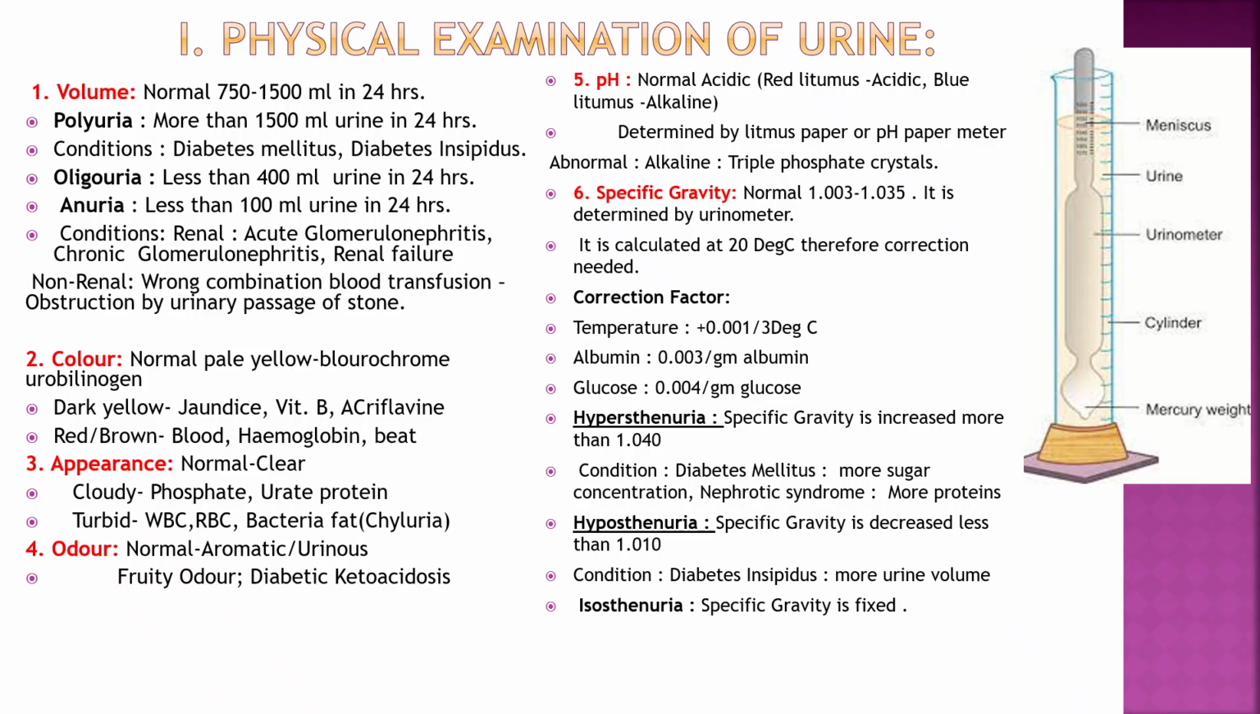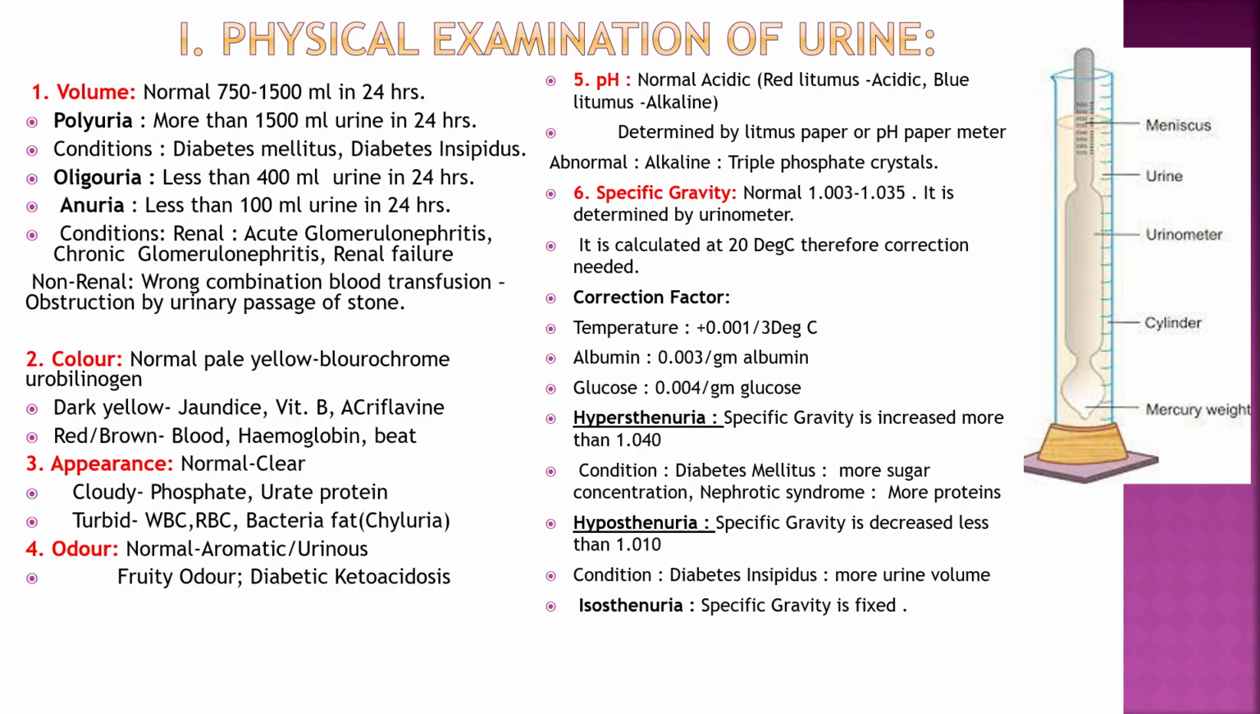changes. Appearance, it is normally clear, but if it is cloudy, it may be because of the proteins, and turbid may be because of the RBC, WBCs or bacteria increase in the urine. Then odor, it is normally aromatic, and fruity odor can be seen in diabetic ketoacidosis. So this diabetic ketoacidosis is a complication of the diabetes. In that, ketones present and odor is fruity.